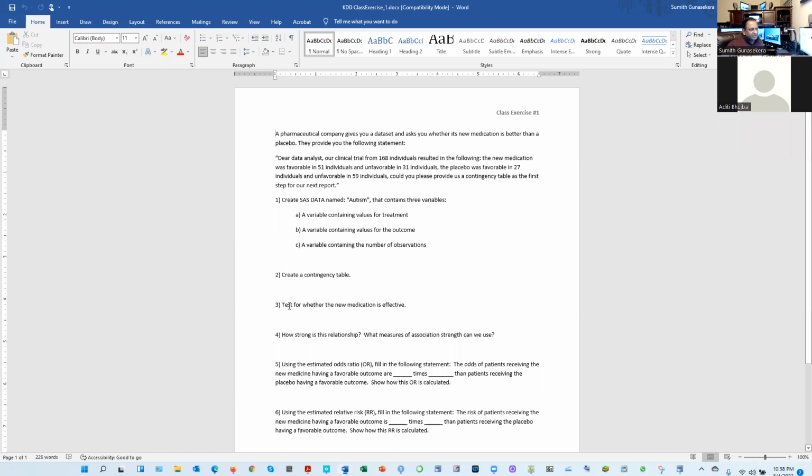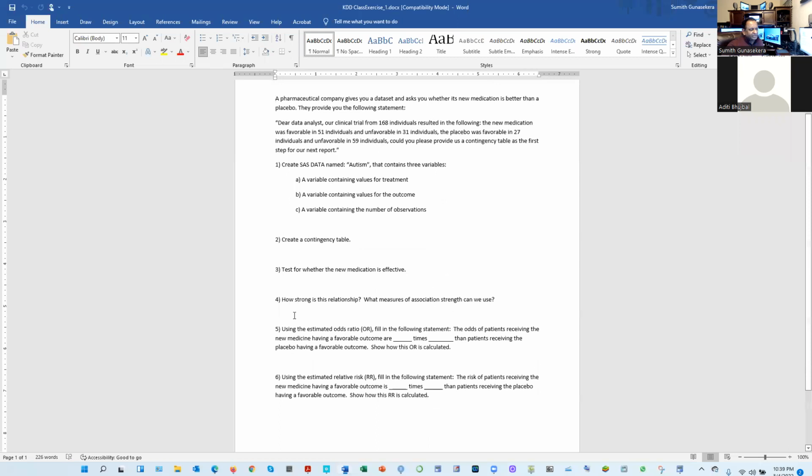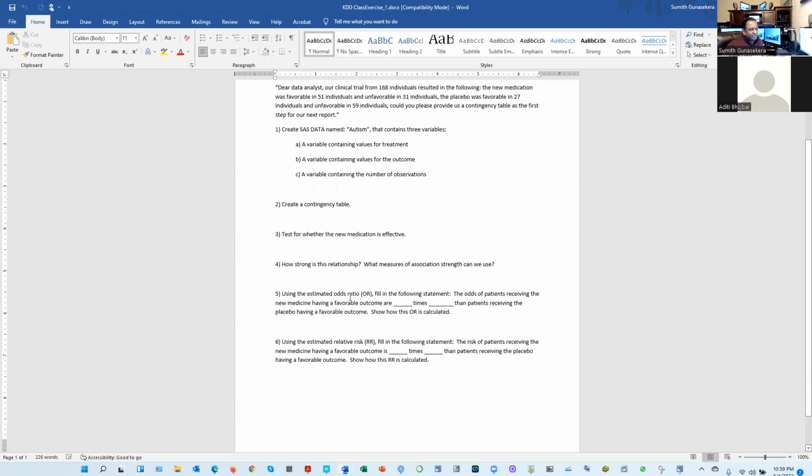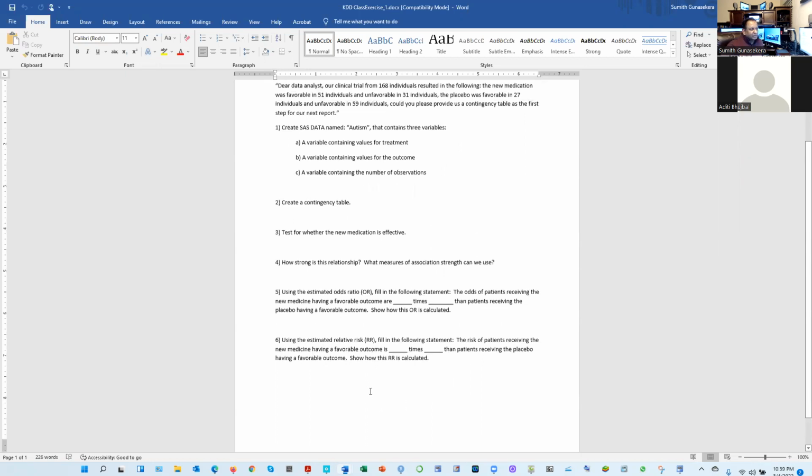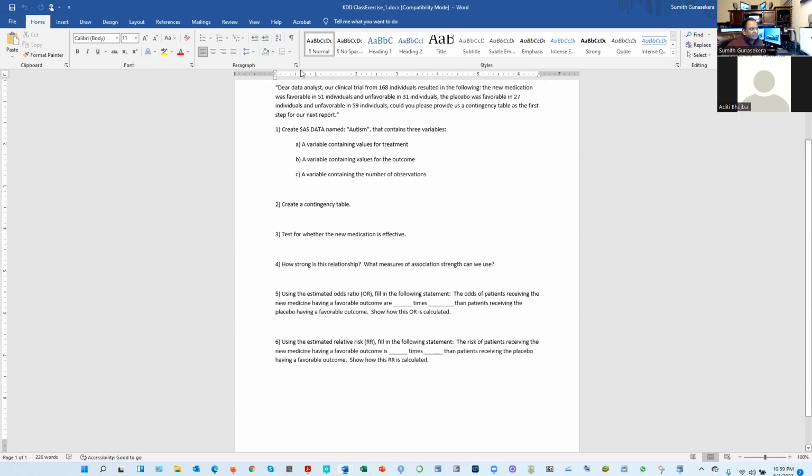Create a contingency table. Test whether the new medication is effective. How strong is this relationship? Based on OR and RR, you have to fill this out. So how are you going to get this done? Let's go ahead and look at that.